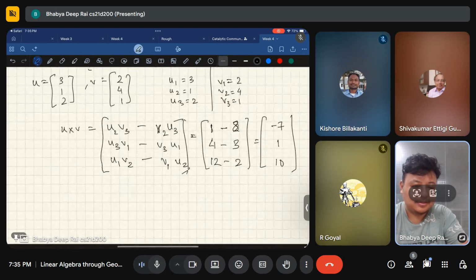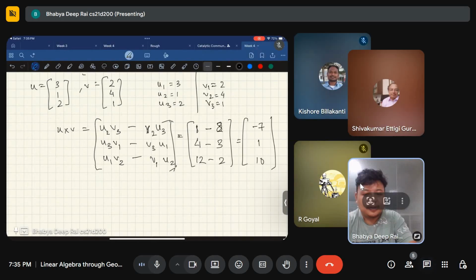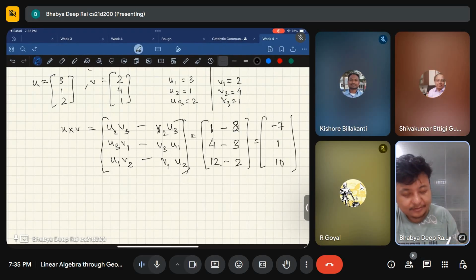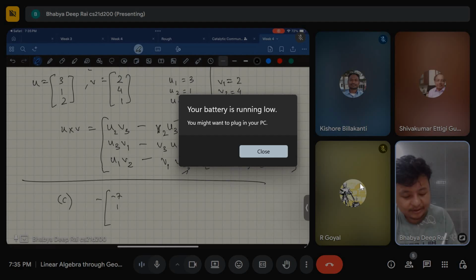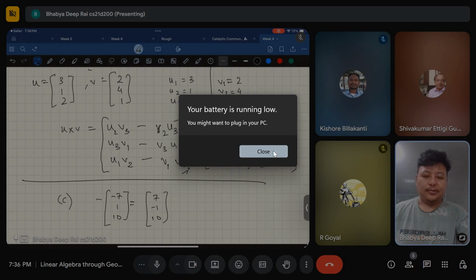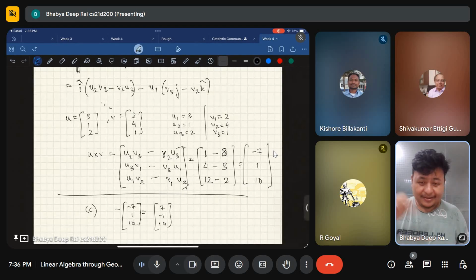If you reverse the order, this means that for part C, you just apply minus to 7, 1, 10, which is equal to 7 minus 1. So there you have it. It just means it's in the opposite direction.